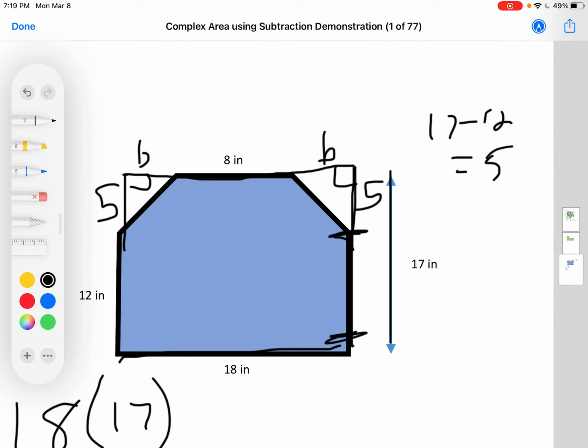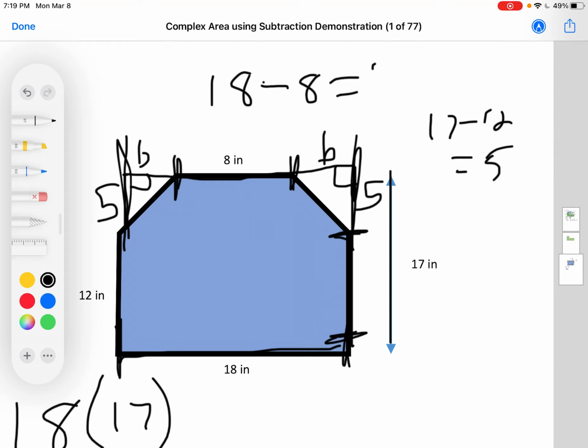Now, to get this base, well, I know that all the way from here to here is 18. So all the way from here to here is also 18. And the part I don't want is 8. So to get the part that remains, I have to do 18 minus 8, which is 10. But I don't know how that 10 is distributed. But in actual fact, it doesn't make any difference how that 10 is distributed.